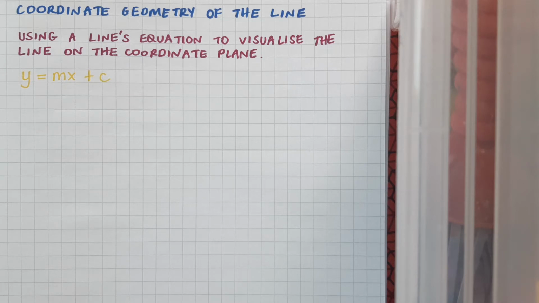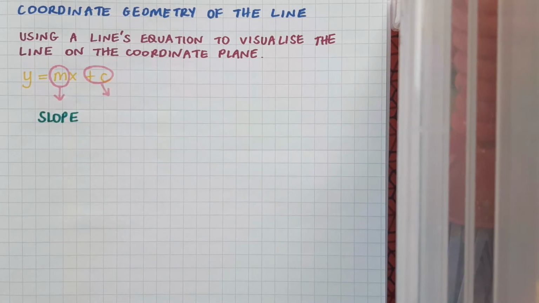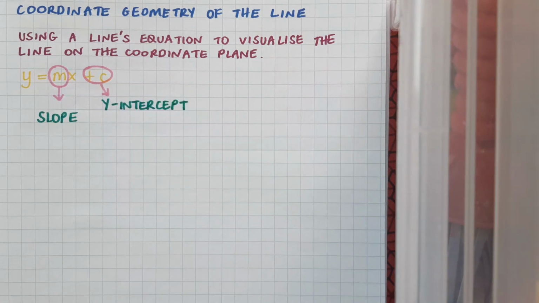And this is kind of where this all becomes a bit more obvious, because the equation of the line, when written in this format, tells you two key pieces of information about the line and how it looks. The coefficient of the x tells you the slope value, and the constant at the end of the equation tells you the y-intercept.